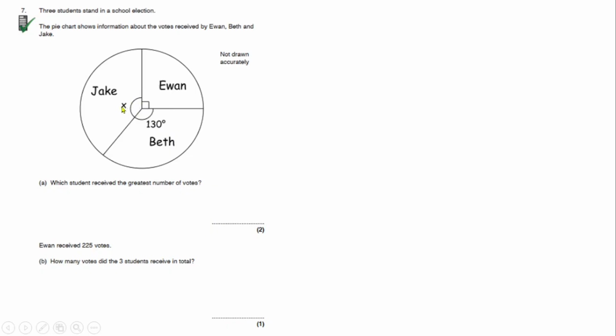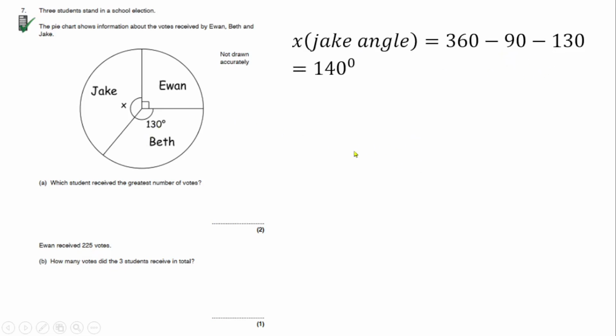Then how do we find the angle for Jake? We know that the sum of the angles is supposed to give us 360. So to find the angle for Jake, that would be 360 minus 90 minus 130, that gives us 140. So the angle here is 140, and 140 is more than 130, which is more than 90. So Jake will have more votes because he has the highest sectorial angle. Then N1 received 255 votes.